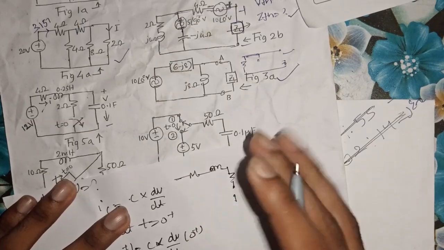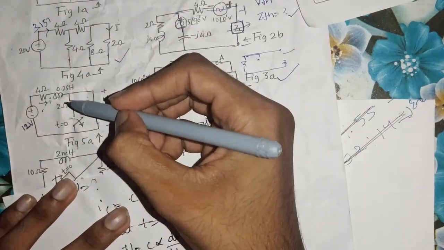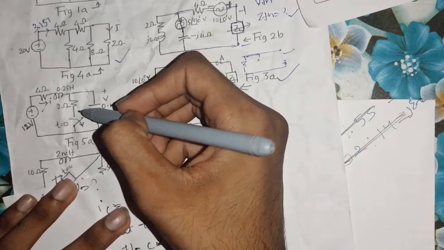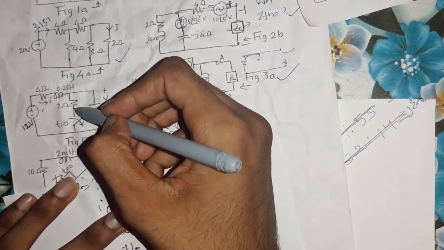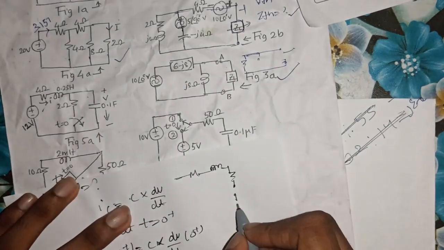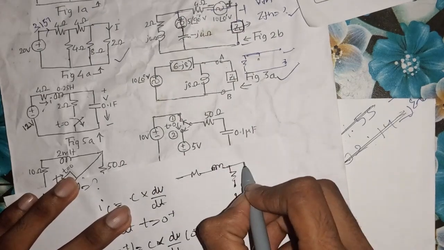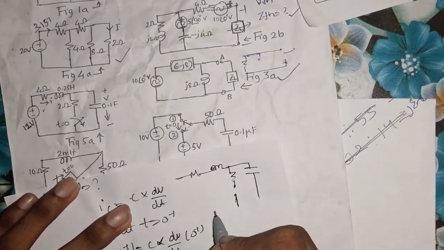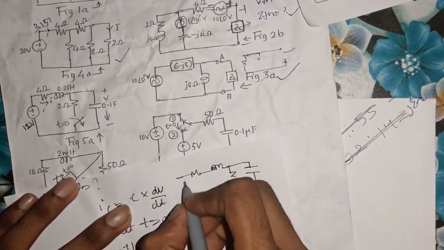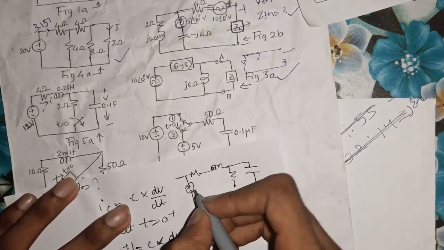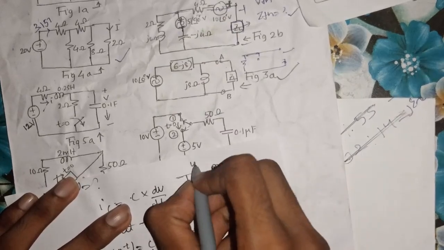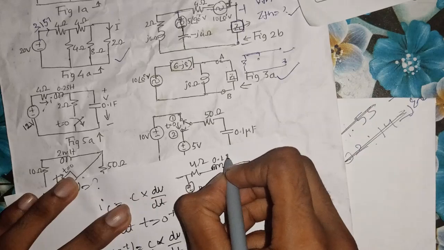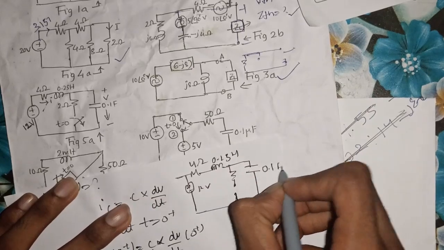The switch has been opened at time t is equal to 0 plus, because in our problem statement initially the switch was at the closed position, but now it has been opened. So it will be open circuit to the capacitance as well. So plus minus 12 volts, 4 ohm and 0.25 Henry, 0.1 farad.